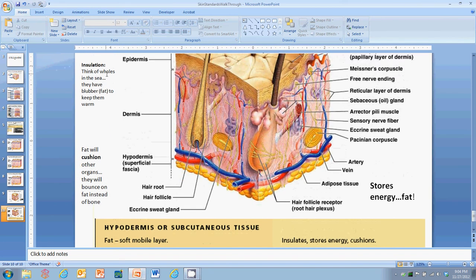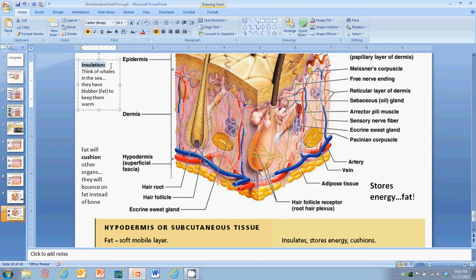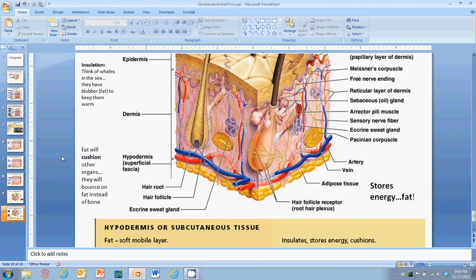So fat, the hypodermis, gives us insulation, cushioning, and it stores energy. The end.